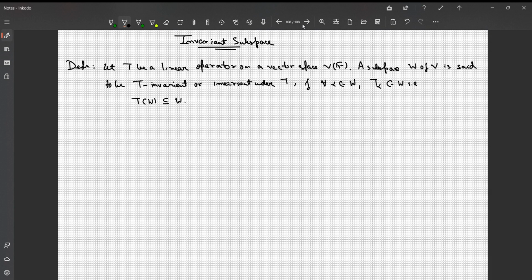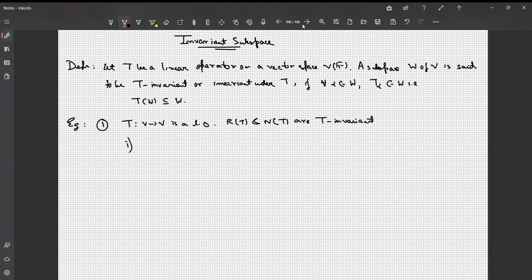Okay. So in this case, we say that W is a T invariant subspace, or a subspace invariant under the linear operator T. So let us come up with certain trivial examples of an invariant subspace. Now, if T is a linear operator, then the range of T and the null space of T are T invariant. And the proof is fairly simple.